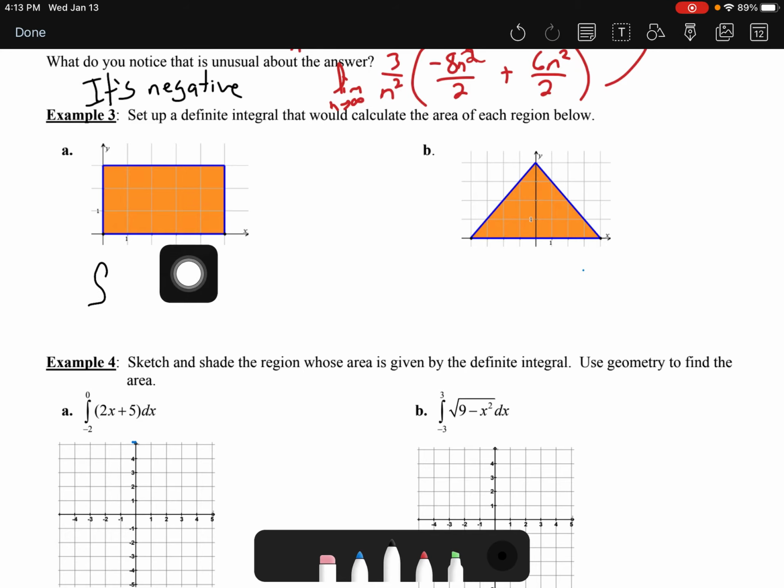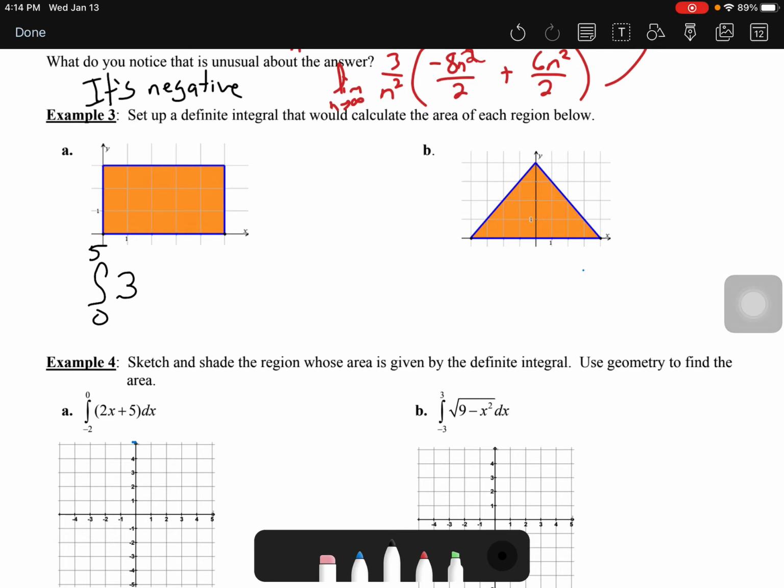So I'm starting at 0, and I'm finishing on this one at 5. So I would go 0 to 5. And then the line is just a horizontal line, which is just a constant. Okay, and where is that? It's up at 3, so it's just the line y equals 3 or f of x equals 3. So it's a real simple one.